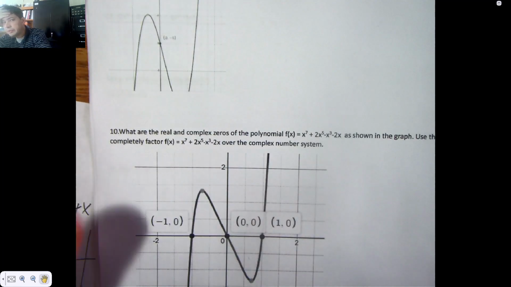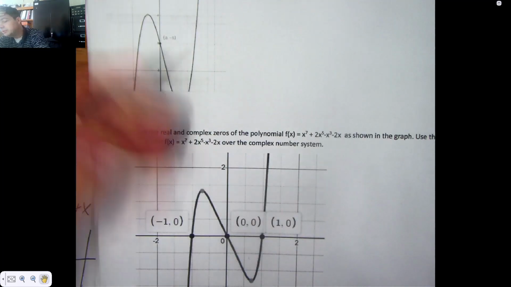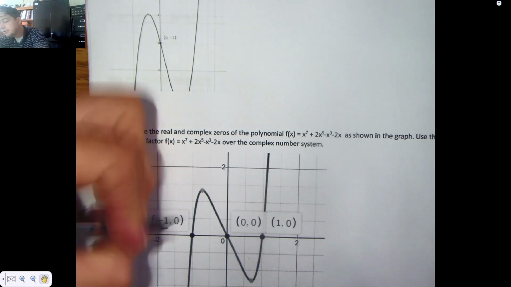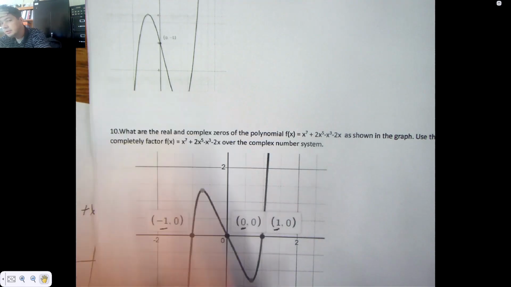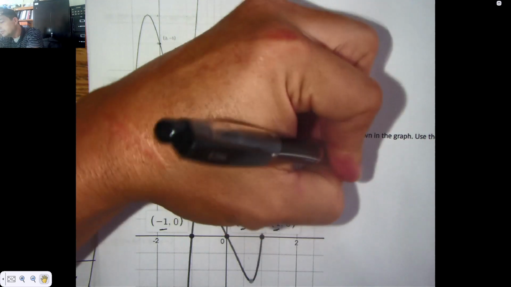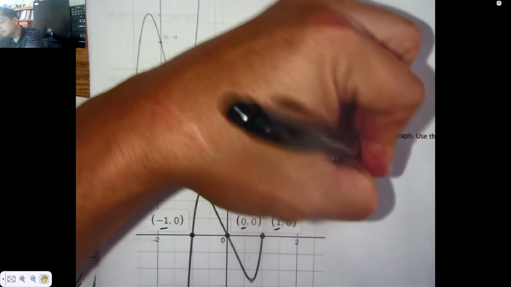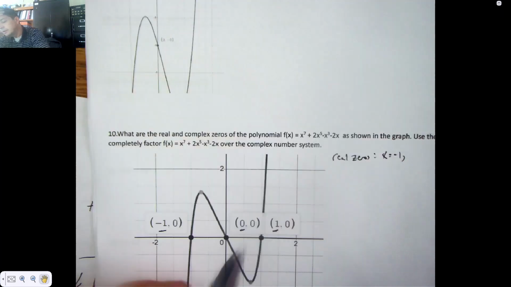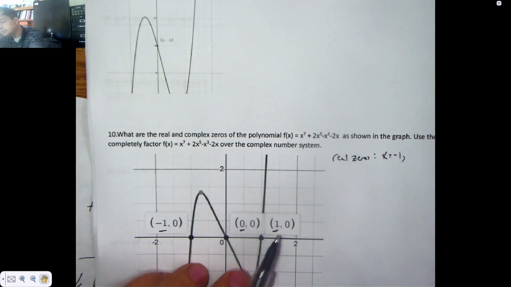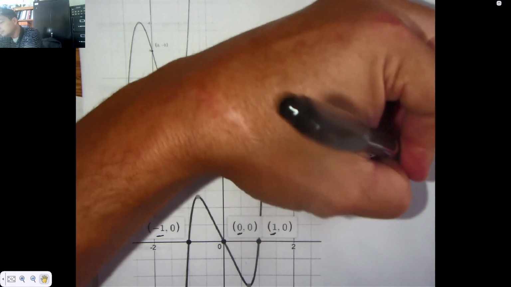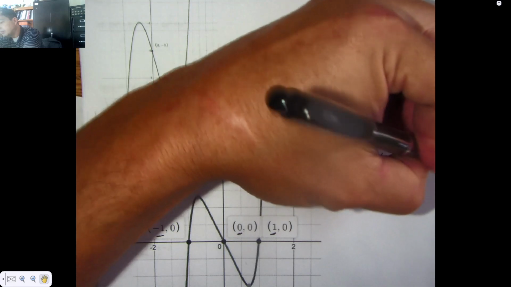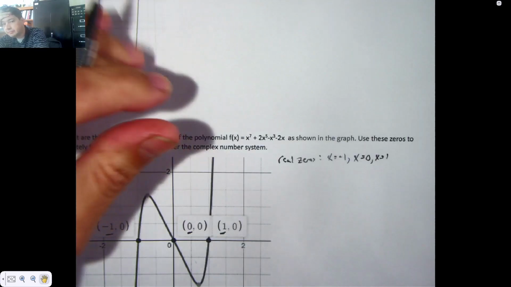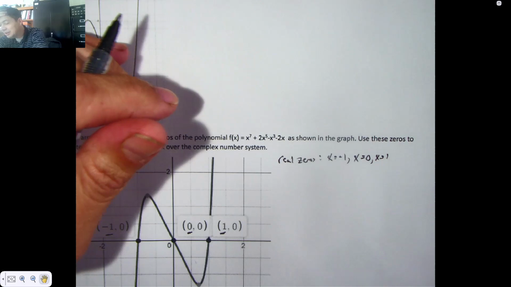Now, it says, what are the real and complex zeros? Your real zeros are listed right here. They're the x values or the x-intercepts. So your real zeros are x equals -1, x equals 0, x equals 1. I don't know how to explain that any easier. We're going to synthetically divide them out.